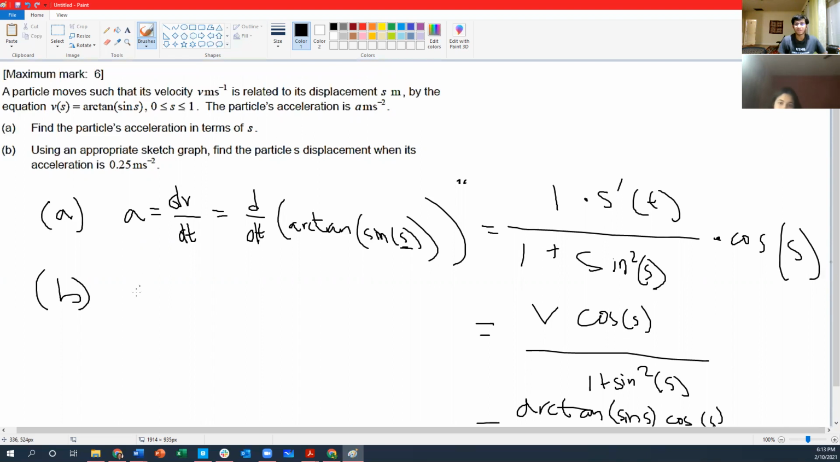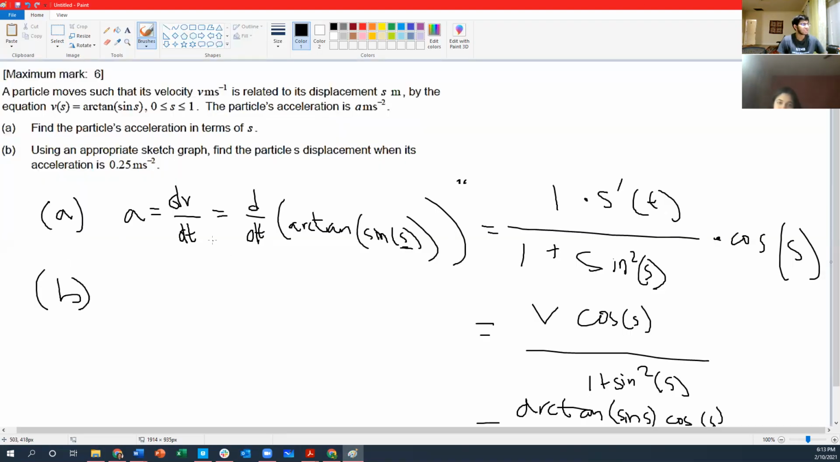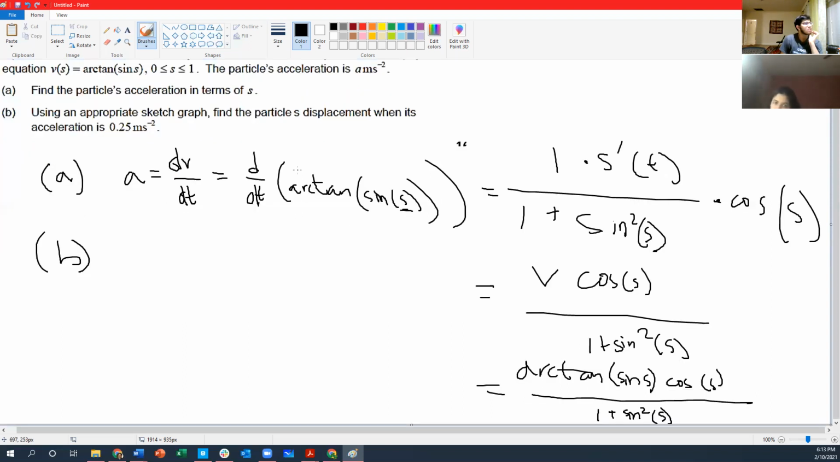Sorry, I'm not understanding. Do you guys understand what the question is asking for? No. This is 2016, right? Mm-hmm. Let's look at the answers. I'm not understanding what the question is asking for. Using an appropriate sketch graph, find the particle's displacement when its acceleration... So are we plotting acceleration versus time? Or are we plotting acceleration versus s? Maybe that's what it's asking.